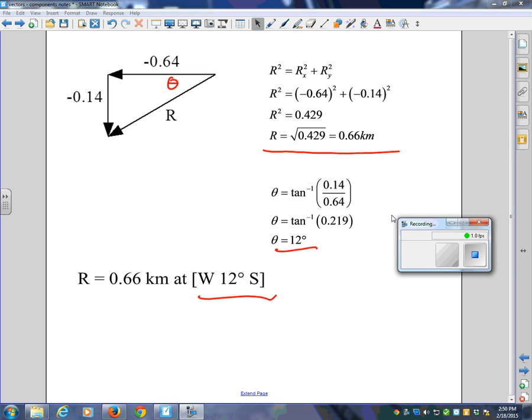Okay, so the question is, how do I know it's west 12 south and not south 12 west? The angle has to be the one at the start of the resultant. That line is west, right? Only one of these will be either north or south or east or west. So it goes west and then south, just because it goes west first, or because it's more west.